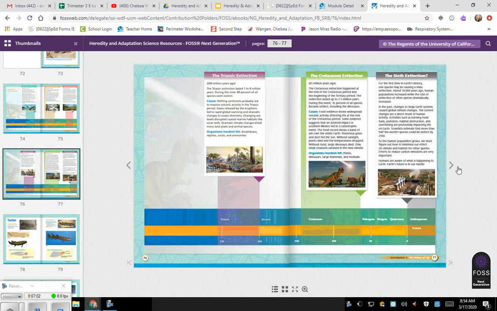Now, if you flip to your next page, this happened 65 million years ago. This extinction, the one in the green, happened at the end of the Cretaceous period, beginning of the Tertiary period, and lasted about 2.5 million years. During this event, 76% of all species became extinct, including the dinosaurs. So this is when the dinosaurs actually became extinct. The cause was fossil evidence showing widespread volcanic activity affecting life at the end of this period.